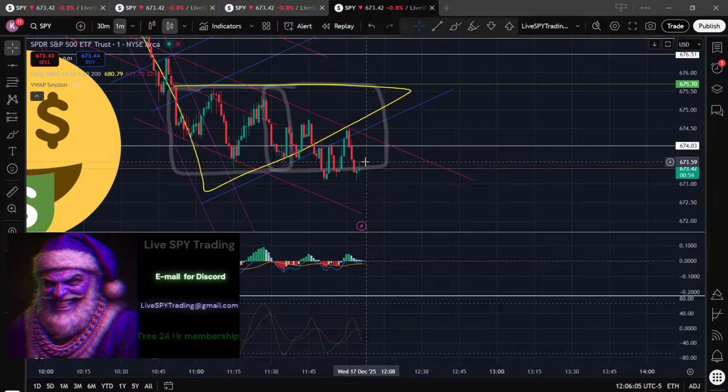We need a drop right here, at least so I can cover my fees and I won't take zero loss. If it goes above this dotted line, I'm gonna take zero loss. Okay, there. That was my trade.